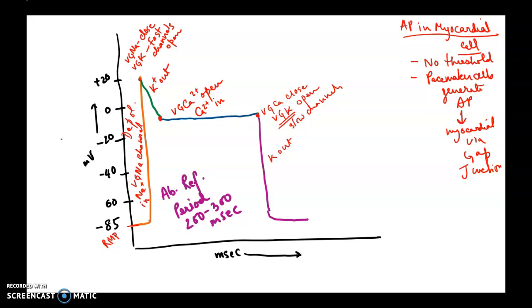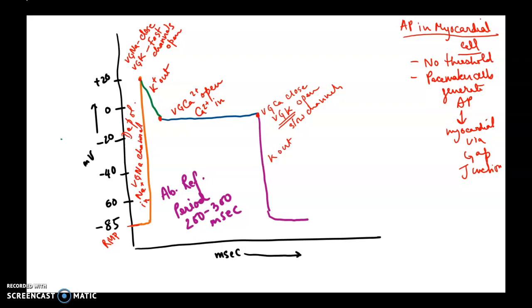At positive 20, the voltage-gated sodium channels close, and then some fast voltage-gated potassium channels open, resulting in outward flow of potassium. That brings the membrane potential down to about negative 15 millivolts. At that point, voltage-gated calcium channels open up and calcium rushes in. So at this point, we have potassium moving out and calcium coming in, which balances the net movement of positive charge, and that helps to reach a plateau.